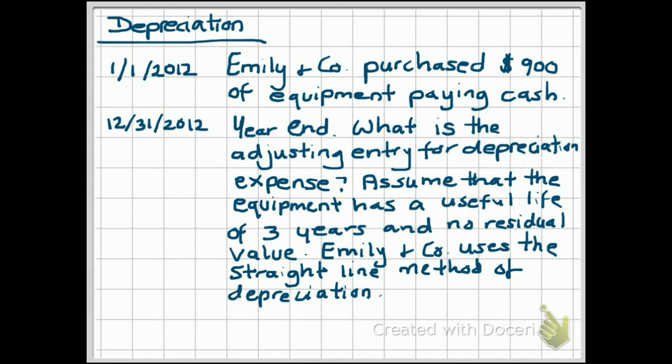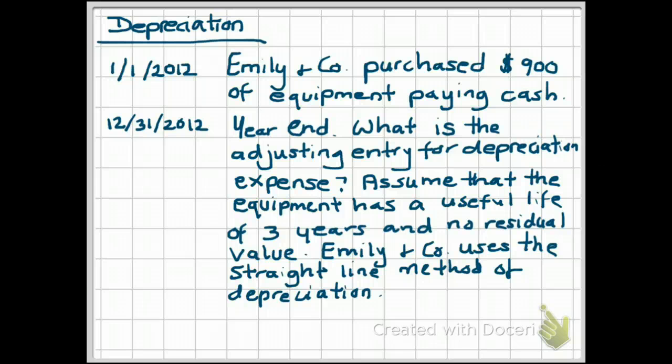The definition of a residual value is the cost of your asset after you have used it for its useful life. So at the end of 3 years, how much will this equipment be worth? Whatever it will be worth is called the residual value. In this case, it will not be worth anything, so your residual value is 0. Since we're going to move on to another screen, you may want to write down certain pieces of data for this example. We paid $900 on 1st of January to purchase this equipment. The useful life is 3 years, no residual value, and the accounting year end is December 31st, 2012.